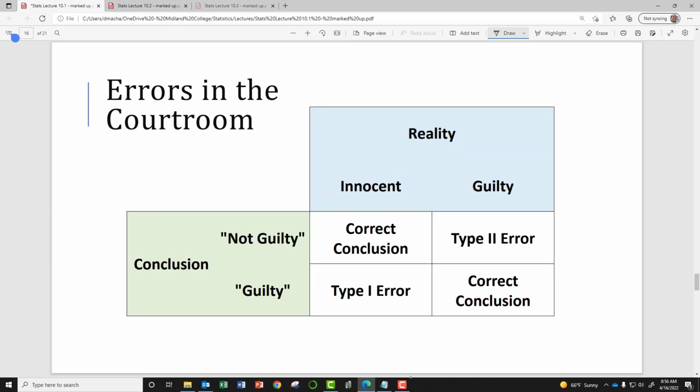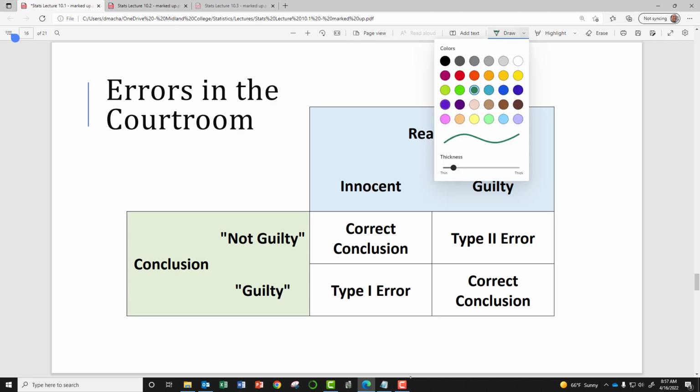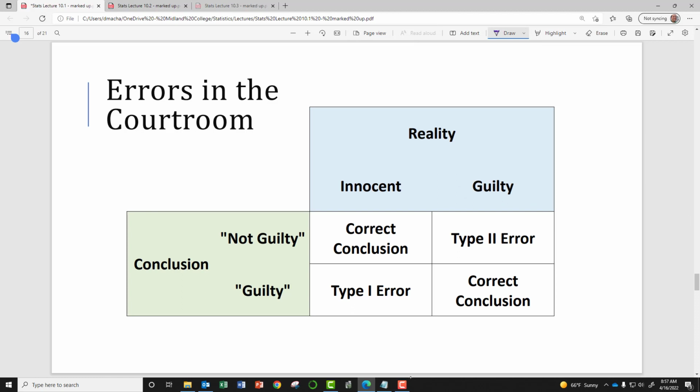So I've already alluded to this a little bit, but you can make an error in the courtroom, right? In a criminal trial, there's two cases for the reality of the situation. The reality is that either the defendant is innocent or the defendant is guilty. And that's what is true about reality before the trial even begins. After the trial is over, the jury has ruled that the defendant is either guilty or not guilty. And so there's 4 possible outcomes that I can represent in this table.